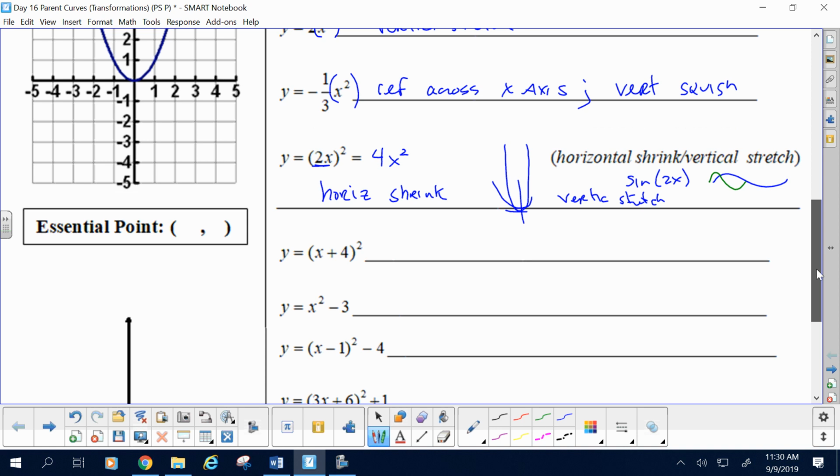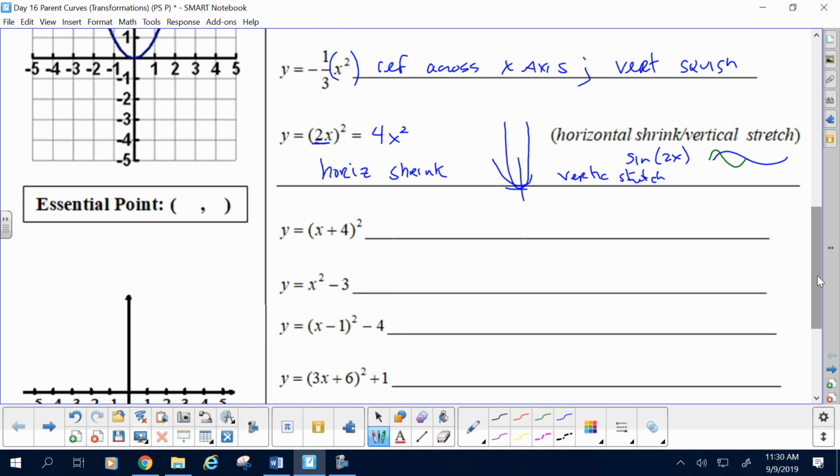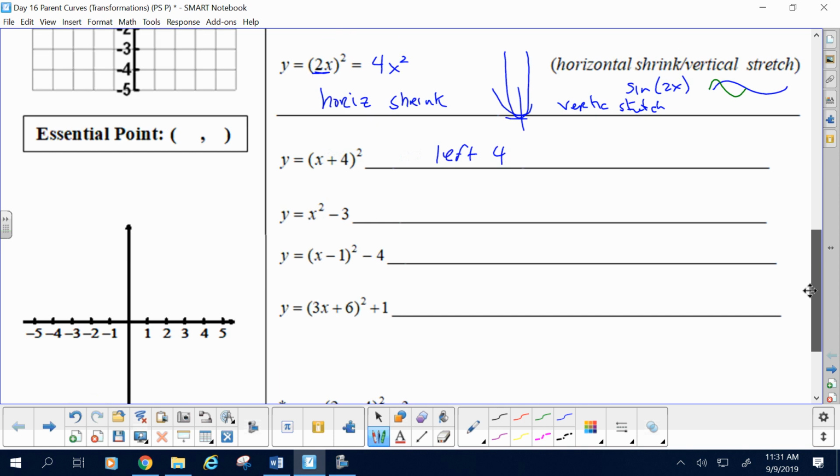You follow me? Okay. John, what did you say for x plus 4, quantity squared? I said that it moves left 4. I agree. Left 4. X squared minus 3. Miss Sims, what do you say? Vertical shift. I agree. Is that up or down? Down. Down 3. I agree. Maya, what about this one? X minus 1 squared minus 4. Right 1, down 4. Cool.